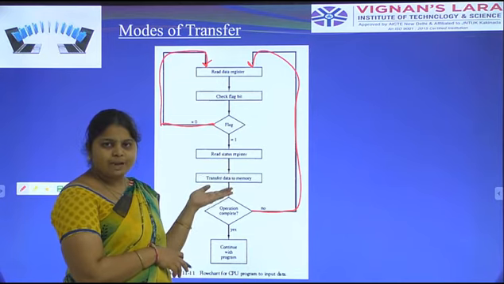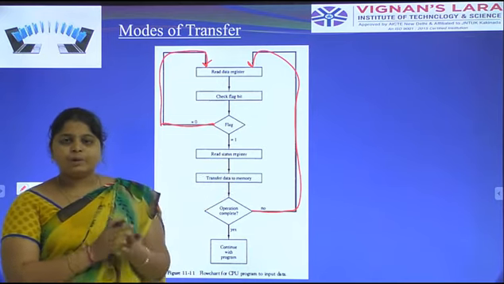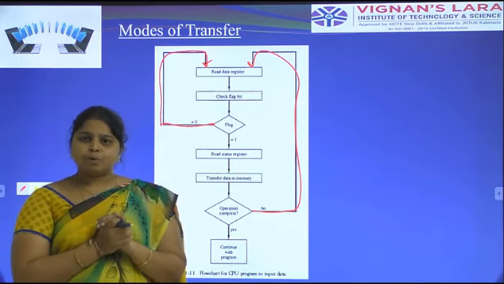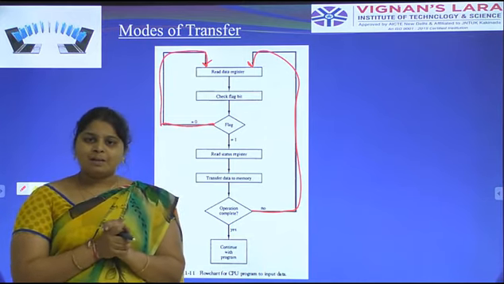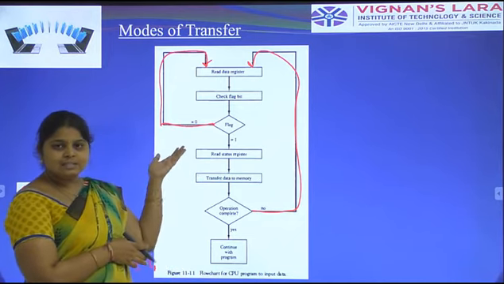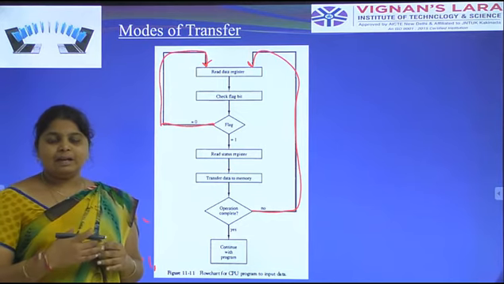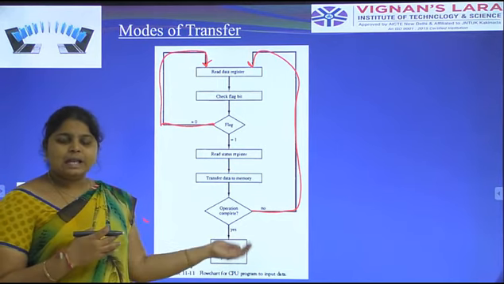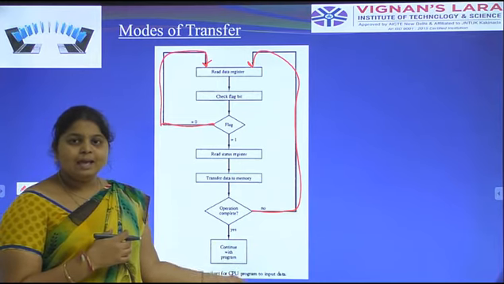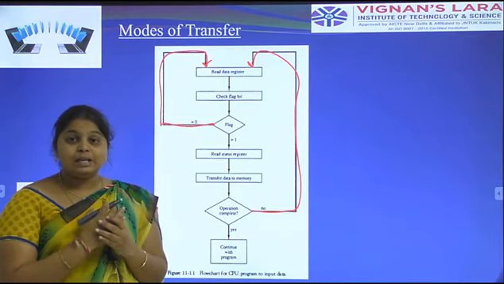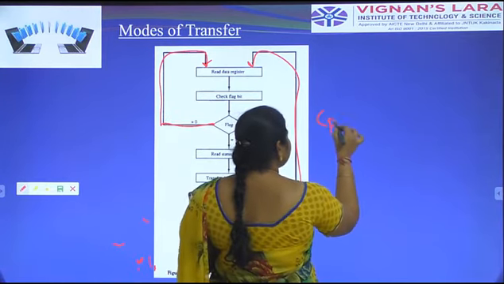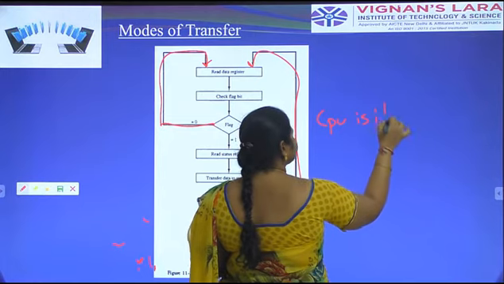Programmed IO is one of the modes of transfer. Here one problem occurs, whether the flag bit is 0 or 1. 1 means it continues the operation. 0 means the loop will be repeated. That's why the CPU is not utilized efficiently in programmed IO. The CPU is idle in programmed IO.